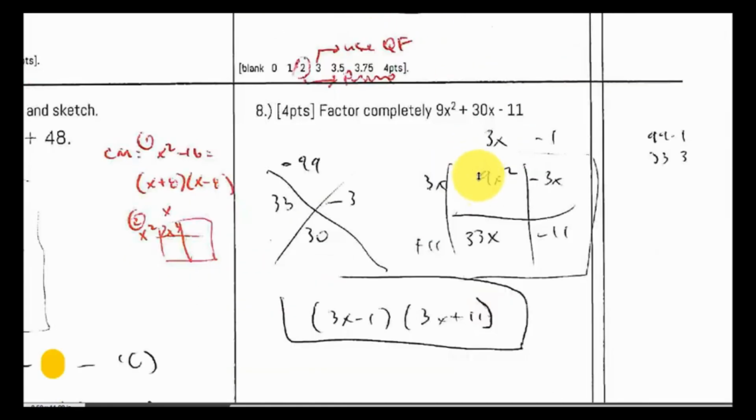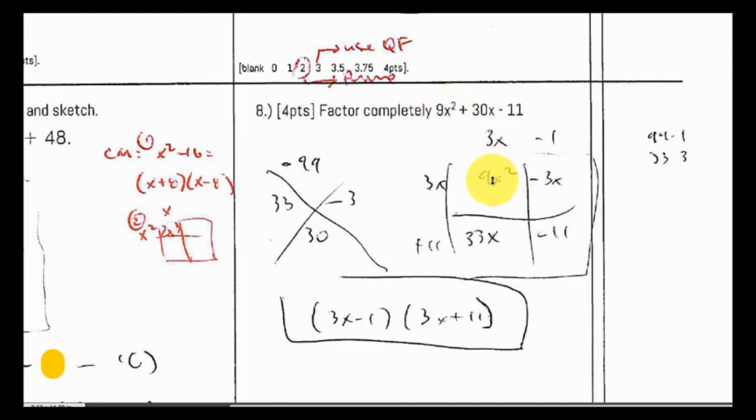A times C is -99. B value is 30. I wrote out some factors here, and I realized, okay, this gives me a good visual. I need 2 numbers that multiply to be -99 but add to be 30. And so right here, you should recognize that if I make the 3 negative, those will add to be 30, and they multiply to be -99.